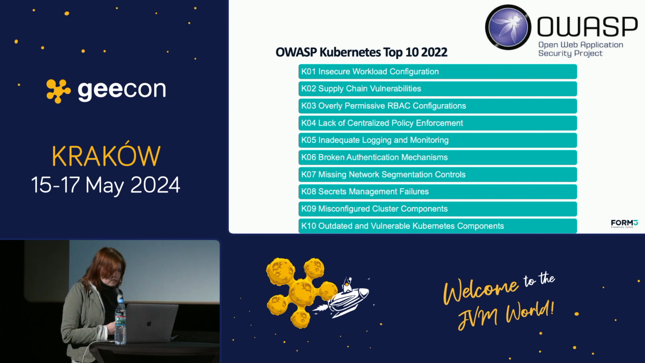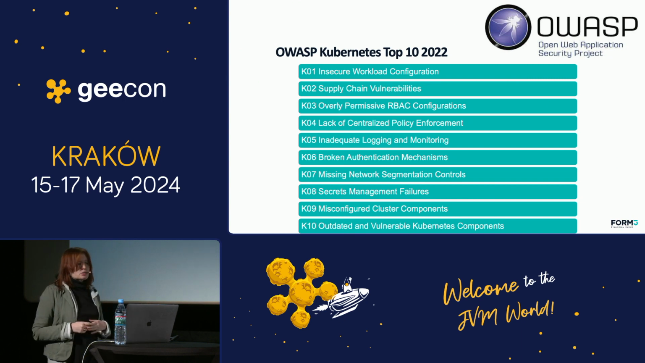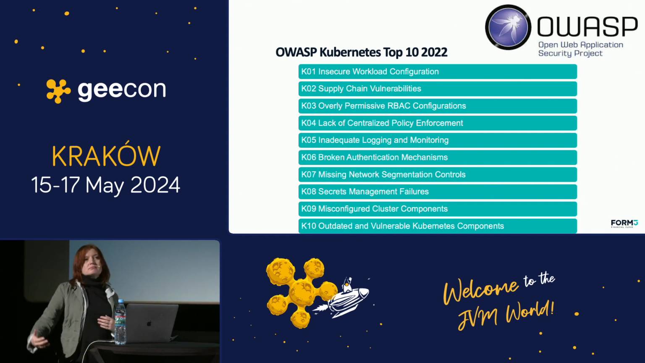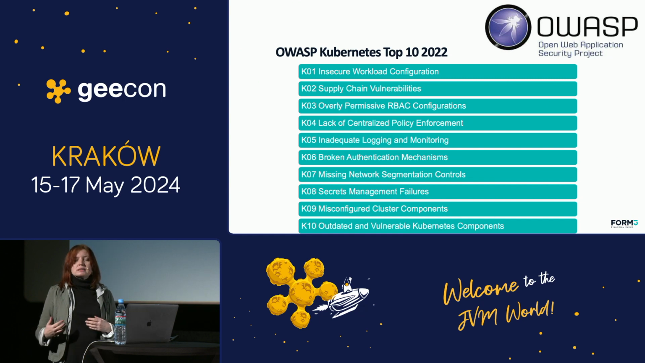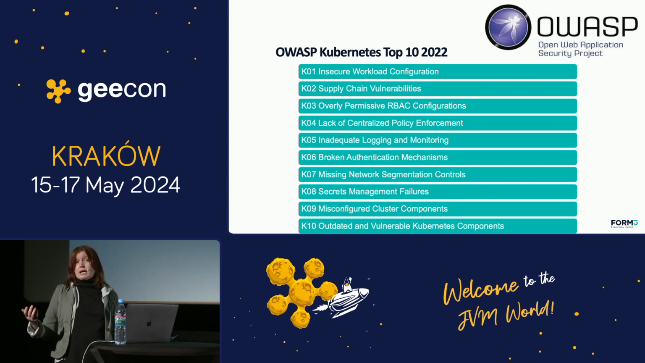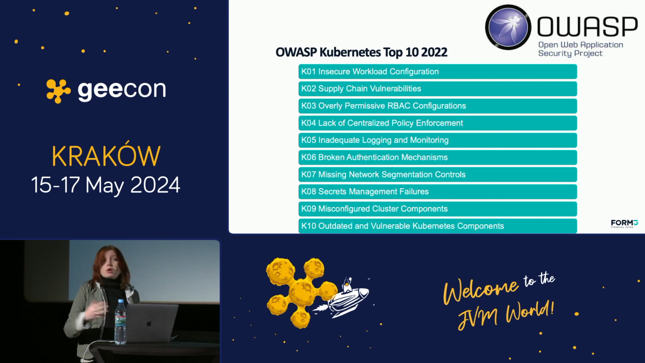So another related issue is key number 8, secrets management failures, because once you have, for example, insecure workload configuration and you escape to the node, you can read all the secrets from etcd. If they are not properly stored in an encrypted way, then you are done. That's the next step to compromise, for example, of your user's account.